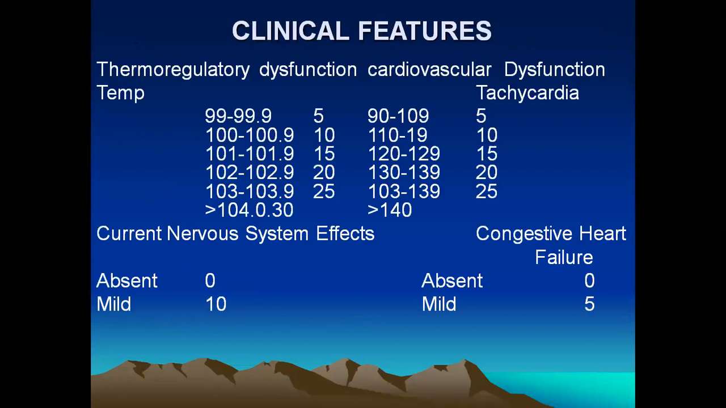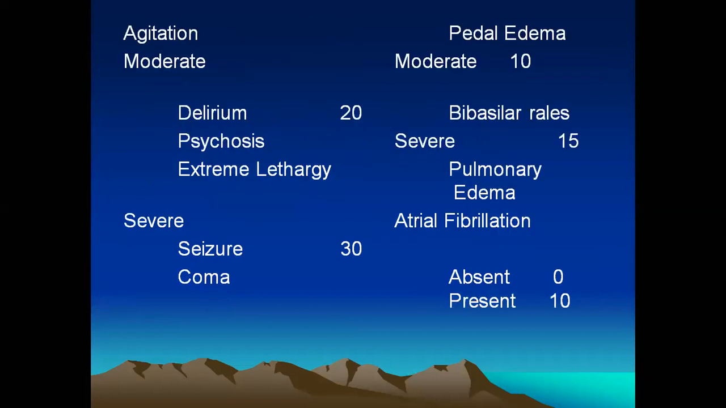So these are the scores which will be seen in these patients: temperature, then tachycardia, heart failure, present or absent. This is the scoring system, and then we decide whether the patient really has thyrotoxicosis or not, the crisis or not. So you have to see the agitation and the pedal edema, whether there are crackles, pulmonary edema, and if the patient initially has these symptoms, they become serious: delirium, psychosis, lethargy, and seizure, and finally the patient goes into coma. If the coma is there, that is the top score.